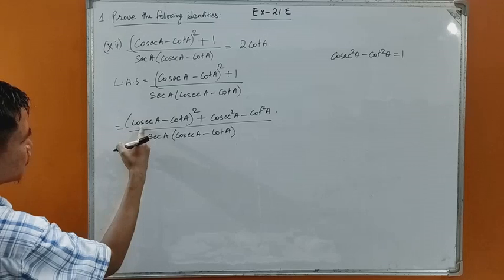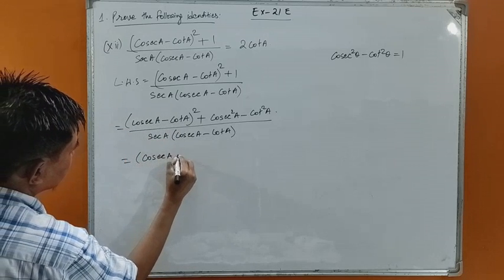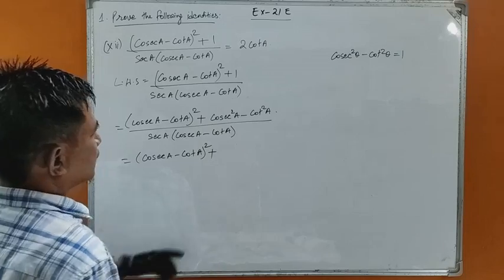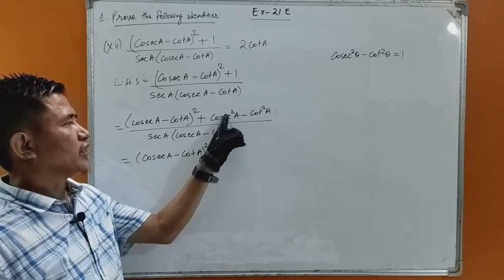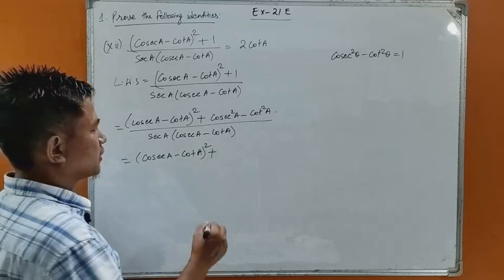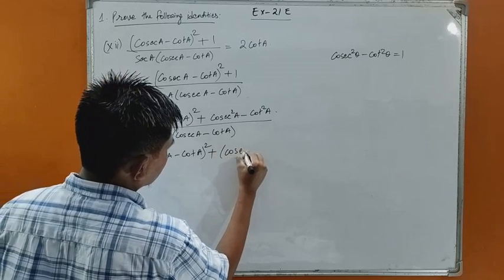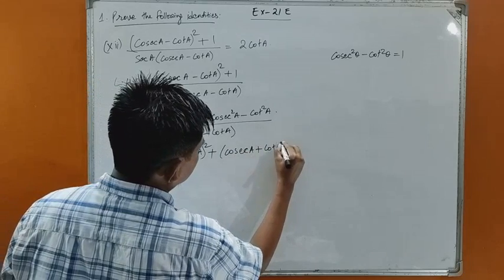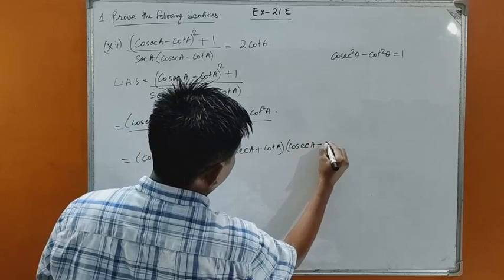Now let me copy this (cosec A minus cot A) whole square as it is, plus (cosec A minus cot A) whole square. Let us assume this cosec A as A and cot A as B. So A square minus B square means (A plus B) into (A minus B), isn't it? So (A plus B) into (A minus B).